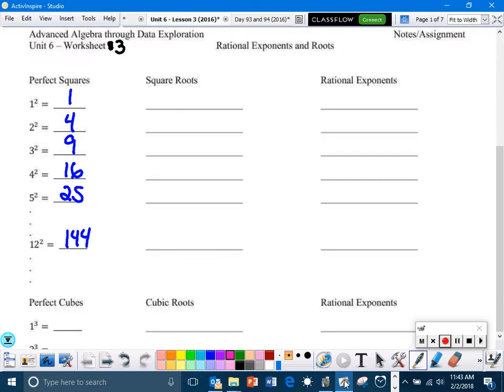All right, so the square root, so if I rewrite this, that would be the square root of 1. And the square root of 1 we should know is 1. The square root of 4, that will give us 2. The square root of 9, that will give us 3. The square root of 16 will give us 4, and so on.